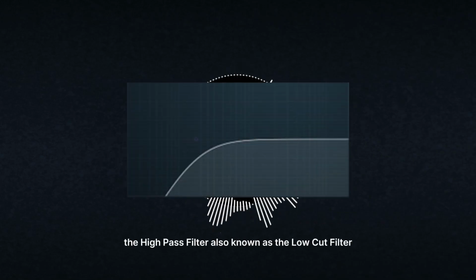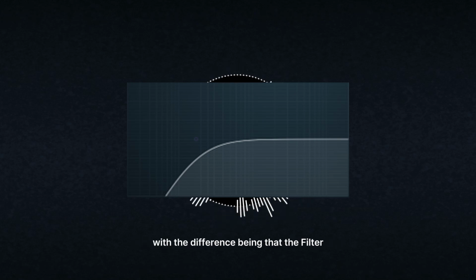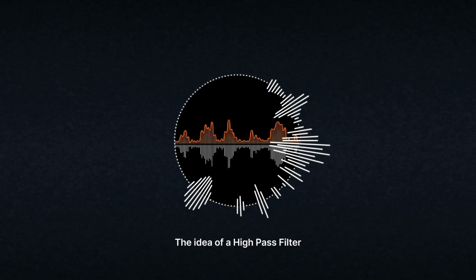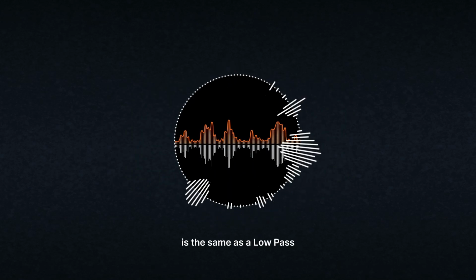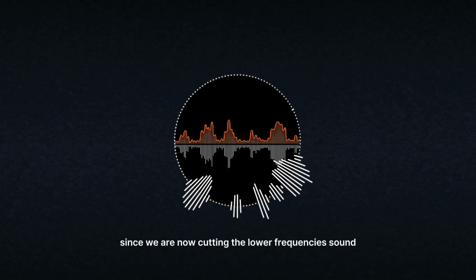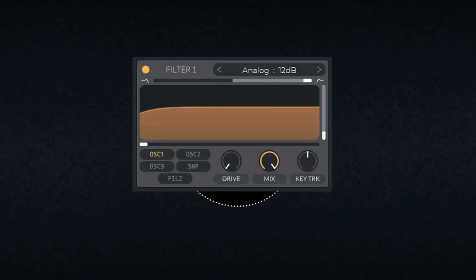The high-pass filter, also known as the low-cut filter, acts pretty much the same as the low-pass filter, with the difference being that the filter cuts off below the cutoff point. The idea of a high-pass filter is the same as the low-pass, however the effect differs. Since we are now cutting the lower frequencies of a sound, we are usually cutting frequencies that sound bassy.